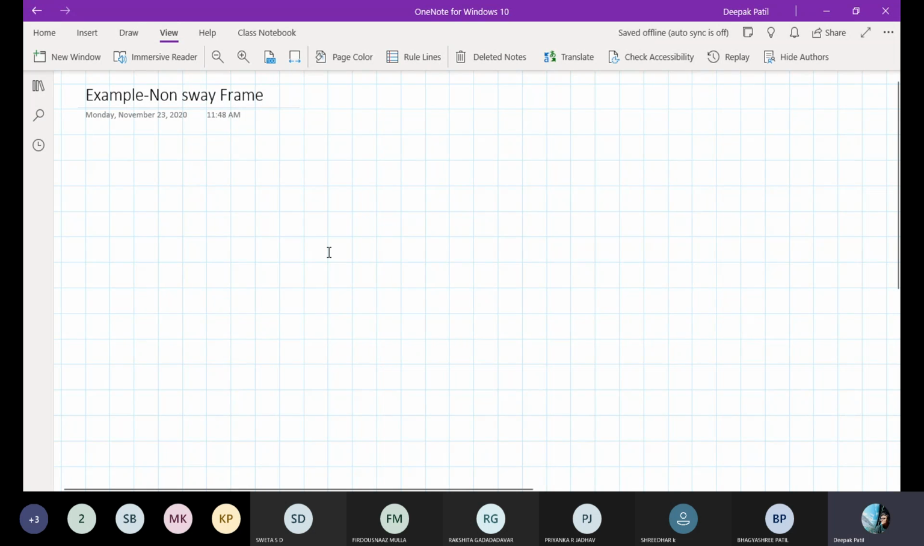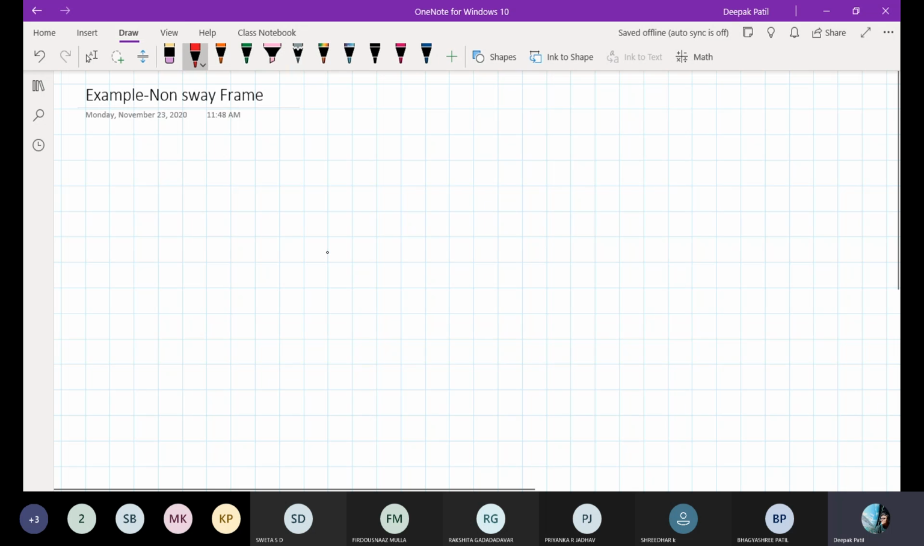Okay, so we will solve one more example on a non-sway frame using the moment distribution method. First, let me draw that, and you can also just note down this diagram.